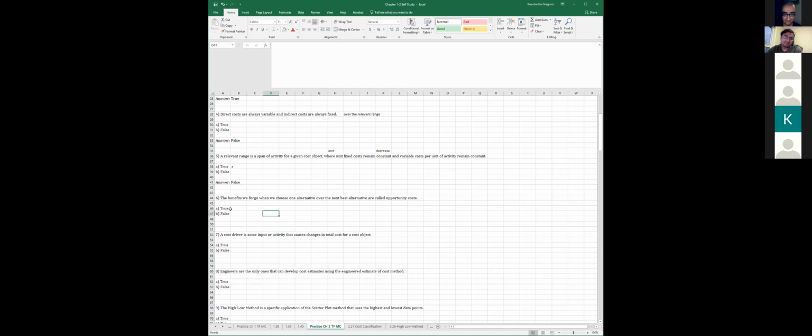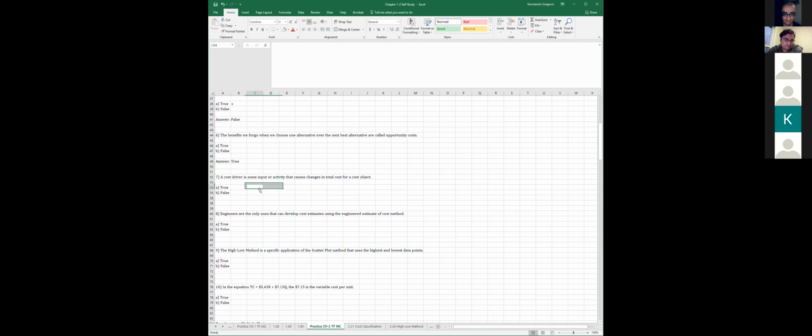Benefits we forego when we choose one alternative over the other. We just talked about this. I called opportunity cost too. True. Very good. Cost driver is some input activity that causes changes in total cost for a cost object. It's true. I think it's true too. Let's see. Are we sure?